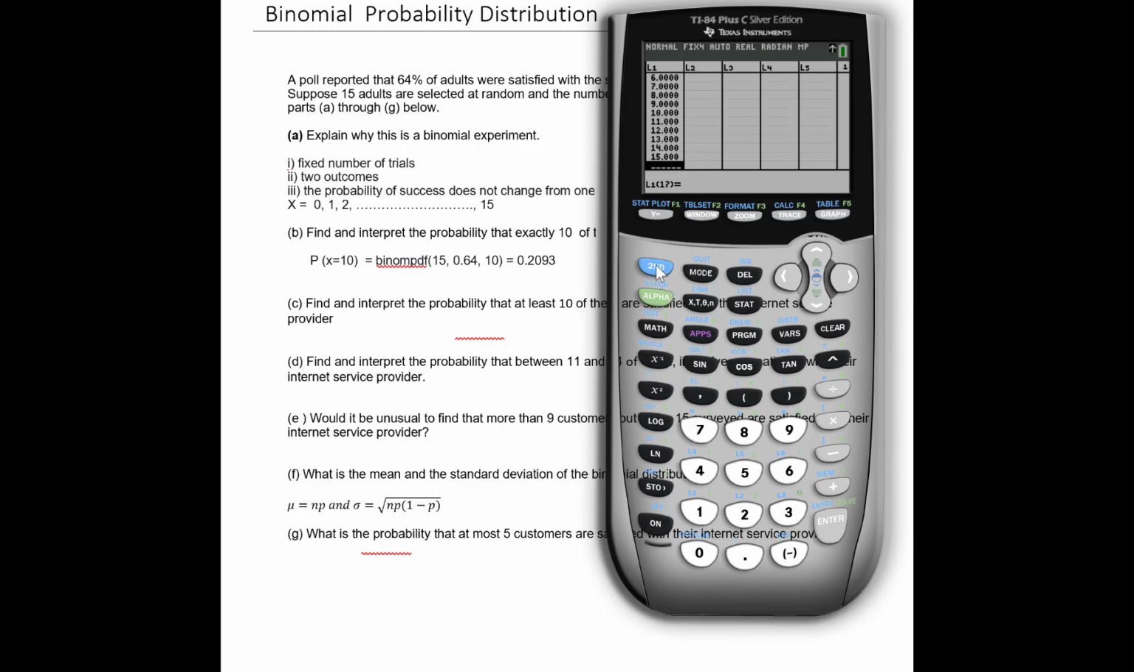Then I'm going to go to second and distribute. I'm going to go to binomial PDF. I'm going to put trial is 15. Probability of success 0.64, never change. And look what the x value I'm going to put here. I'm going to put L1. And you know what the calculator is going to do now? It's going to give me probability of x equals 0, x equals 1, x equals 2, x equals 3, all the way to 15. Watch. Paste.